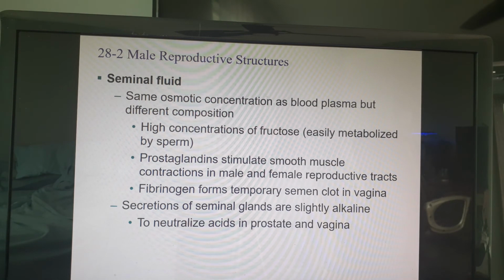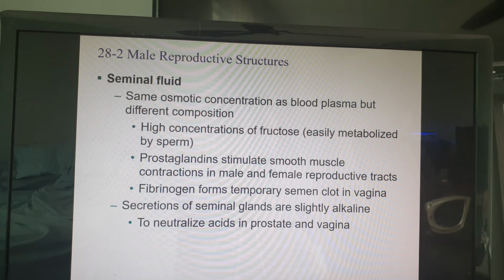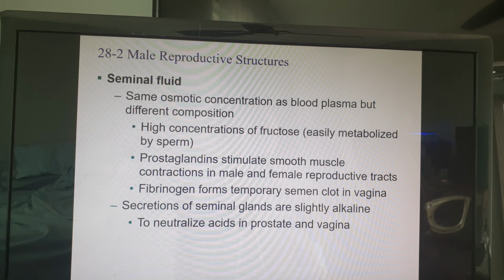So seminal fluid overall is about the same osmotic concentration as blood, but it has different things in it. So it has a lot of fructose. This is a sugar, and this is to give the sperm something to metabolize to move the flagella and propel them up through the female tract. There are also prostaglandins in seminal fluid. So a male ejaculate causes the female body to have smooth muscle contractions along the vaginal wall. That will help propel the sperm towards the egg, which is hopefully waiting in the fallopian tube.